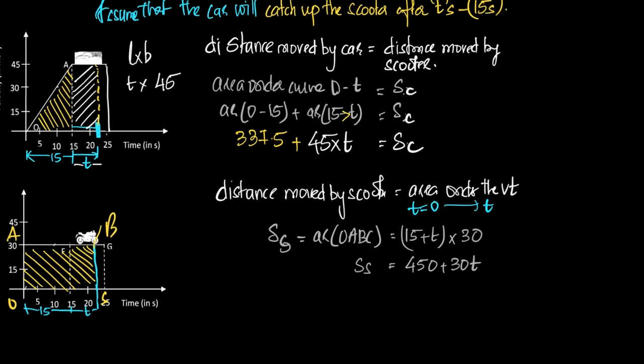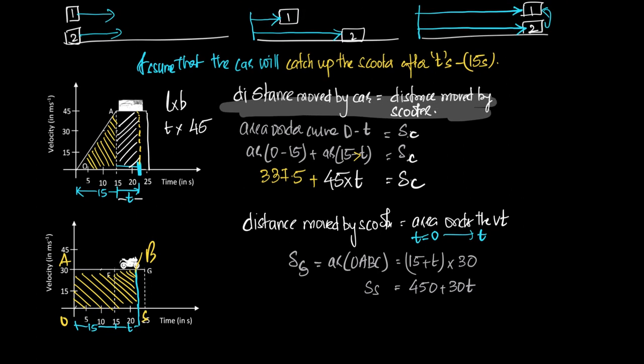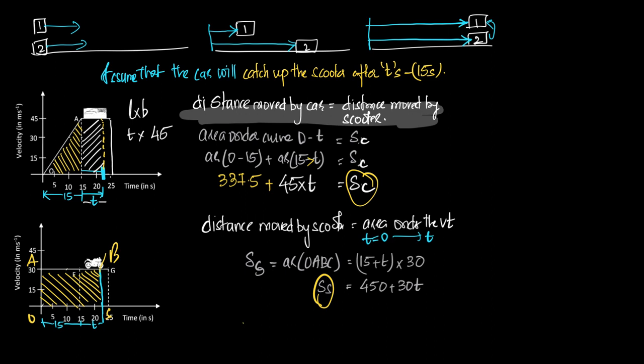Okay. Now what were we trying to do? We were trying to find the time taken to overtake. And what was the condition? The condition was that when they overtake, the distance moved by the car and the distance moved by the scooter will be equal, which means we can equate these two values. So if we equate it, what do we get? We get 337.5 plus 45t is equal to 450 plus 30t.